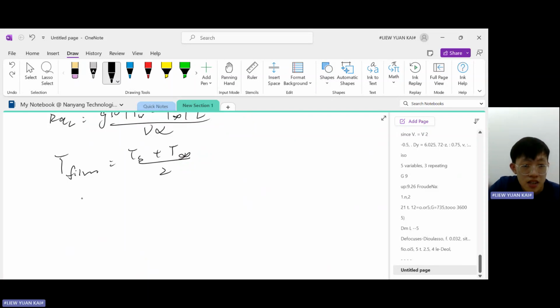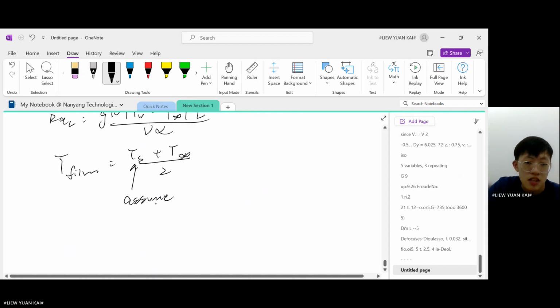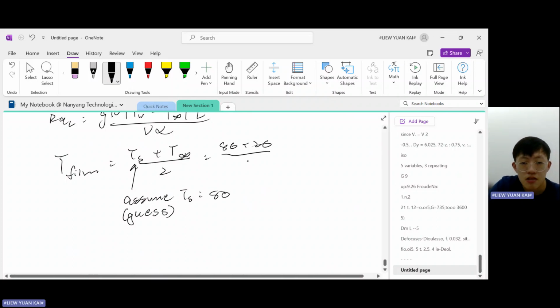So when I say assume, I actually mean that I'm guessing, okay? I guess that Ts is equal to 80 degrees Celsius. So this is 80 plus 20 divided by 2, which means it's 50, right?